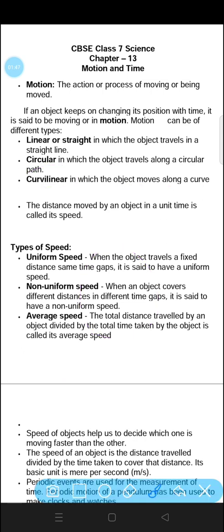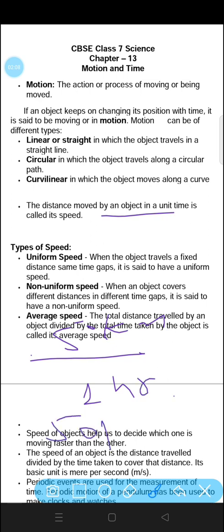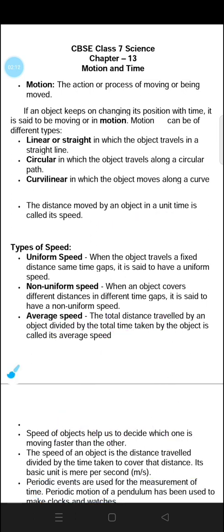Now, the distance moved by an object in a unit time is called its speed. Now, what is speed? If we say any object is moving 50 kilometers in 1 hour, this is its speed, that the object is moving with 50 kilometer per hour speed. Similarly, the speed can be distinguished into different types.